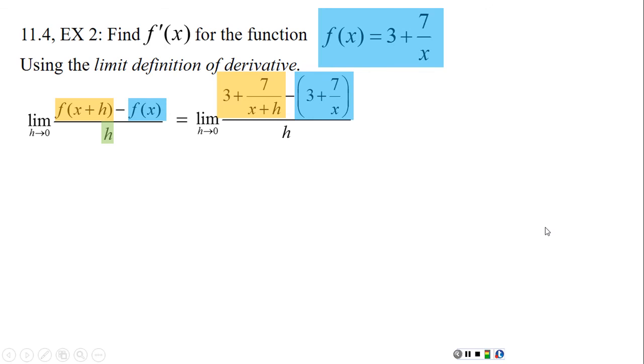So replacing f of x plus h with what it equals, I go to my function f of x and I replace the x with x plus h. Minus f of x means I just subtract my original function here. Notice those parentheses, again, very important. Don't forget the parentheses.